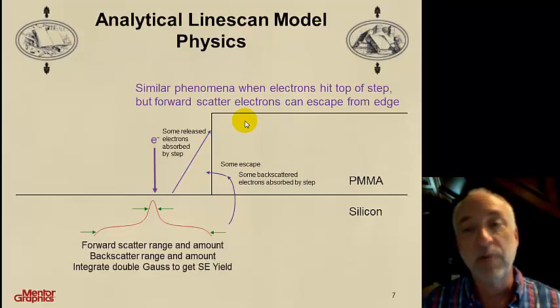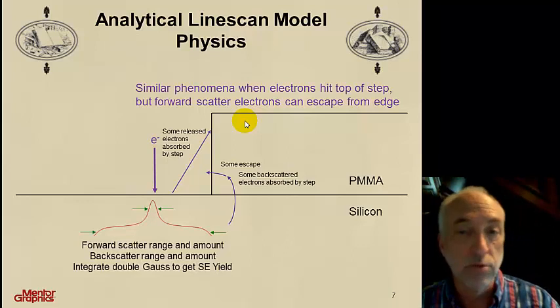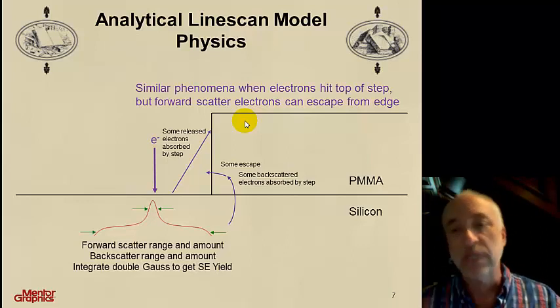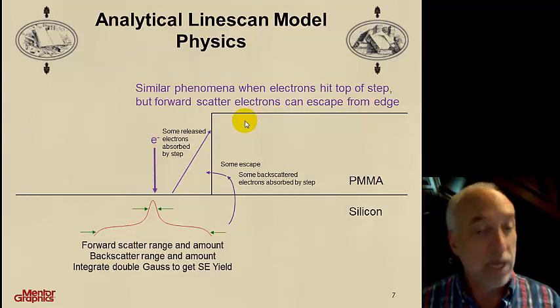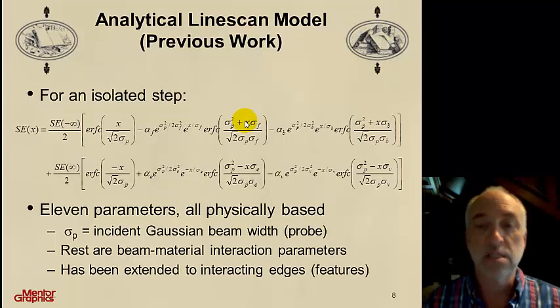Likewise, at the top of the feature, we'll get interactions as well. As the beam of electrons near the top, on the top, gets near the edge, we'll get an enhancement of the number of escaped secondary electrons coming out of the edge. It's what we call the edge bloom of a secondary electron Linescan signal. So we put all of these effects together. They're all physically based, and we'll come up with an empirical model that is inspired by the physics of what's really happening. And this is the equation that comes out.